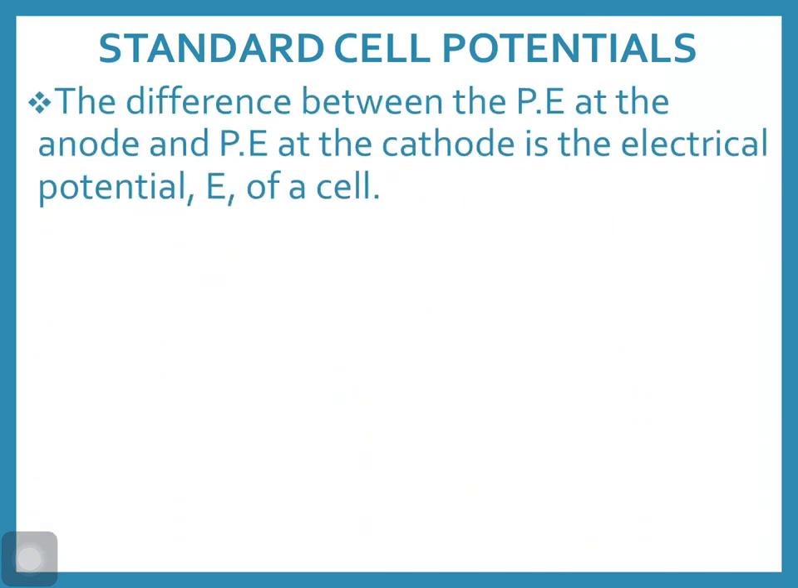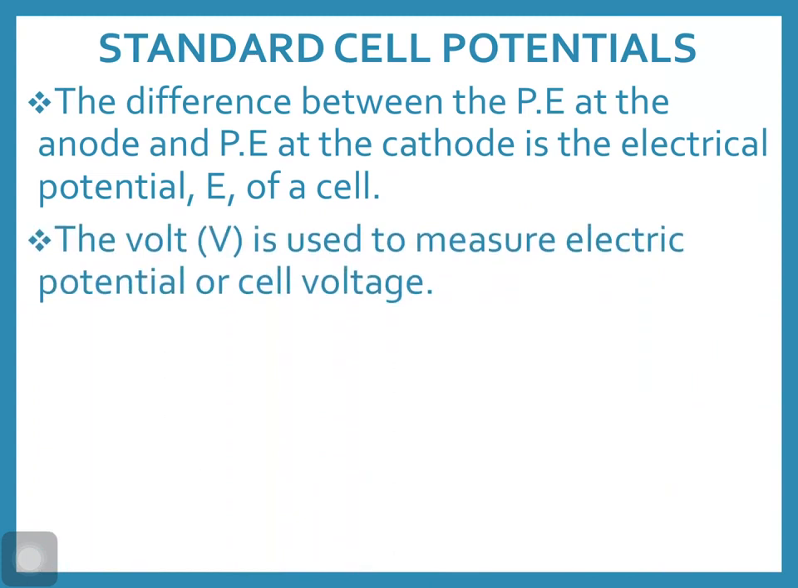Okay, last thing is standard cell potentials. This is just the difference in the potential energy at the anode and the cathode. So that's the electrical potential of the cell, and we can measure that in volts.